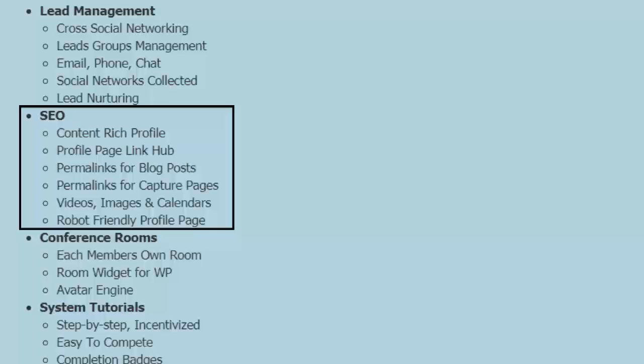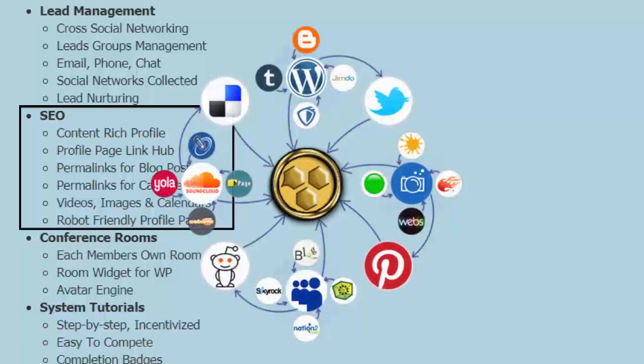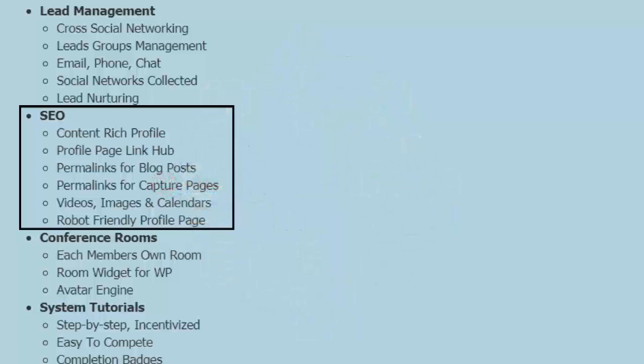Our SEO, content-rich profiles. Your profiles get linked to the top of the search engines very quickly. Your profile page acts as a linked hub. You get permalinks for your blog posts. So your blog posts get listed at the top of the search engines, and you can publish your blog post to the social networks very effectively. Same with your capture pages with permalinks. Videos, images, and calendars are all part of your system, and they also help in your effective SEO campaigns. And all of our pages are robot friendly.